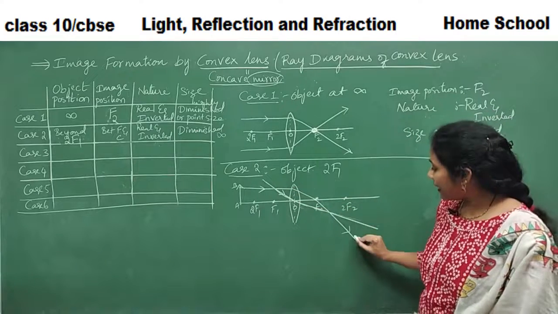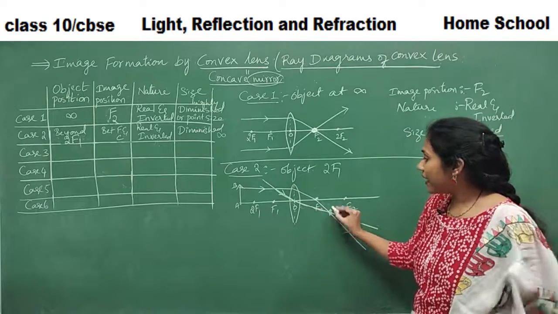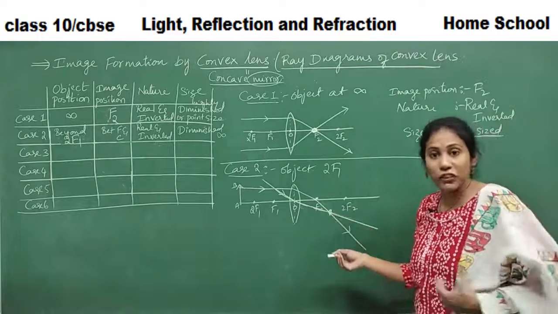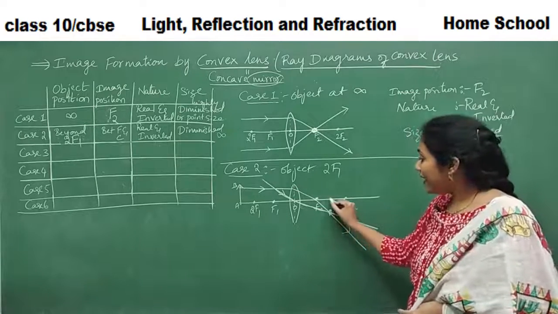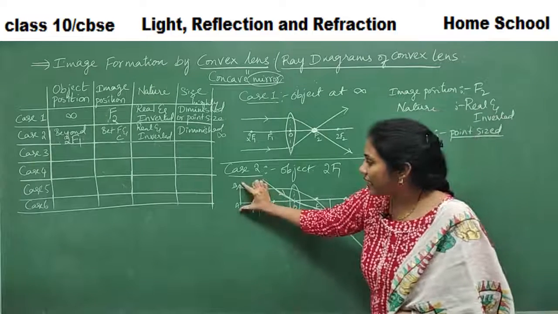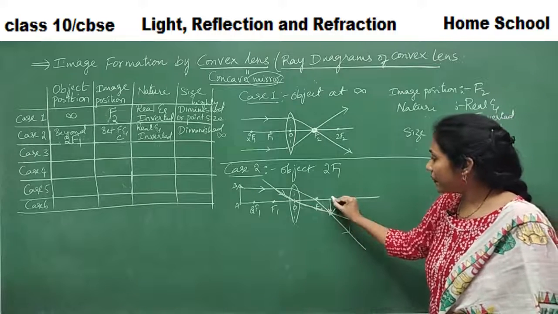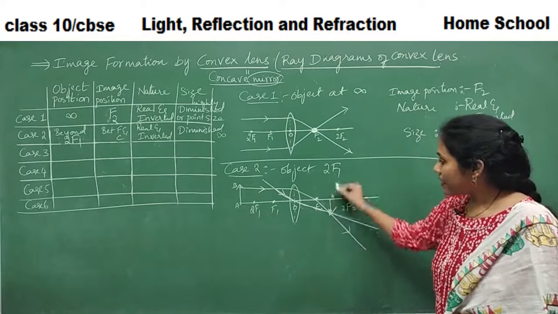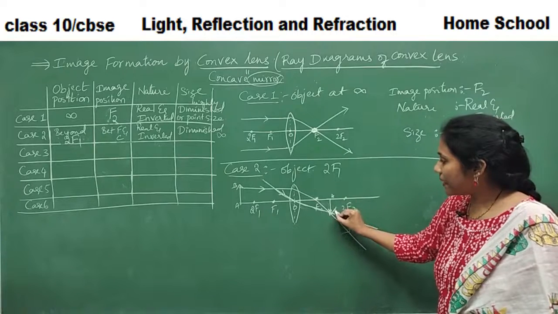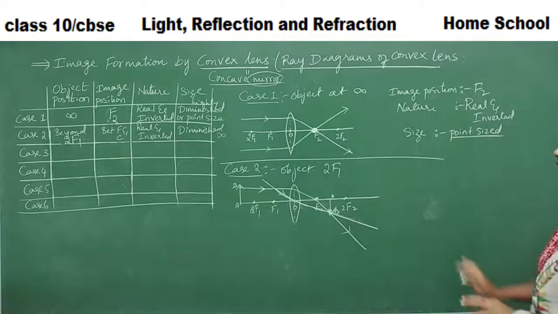So where have these two refracted rays met? Here they have met, right? And what image is formed here? Real and inverted from the principal axis. If you draw the arrow mark, something like this. See, the object was like this, AB, and here the image is inverted. That means A is on the principal axis, B is down, an inverted image. Okay, so this is our second ray diagram.